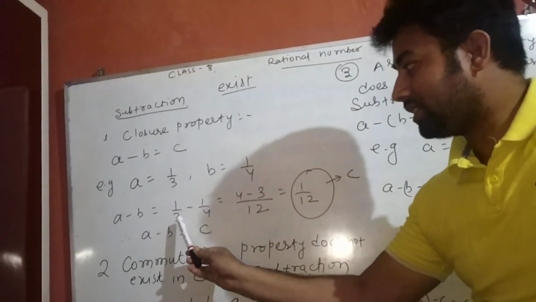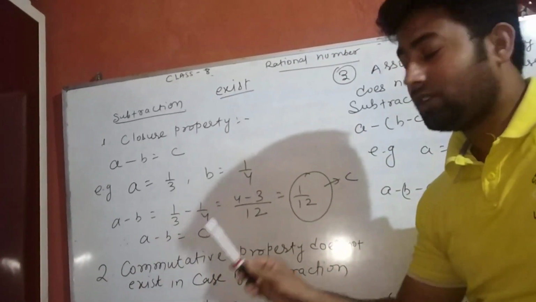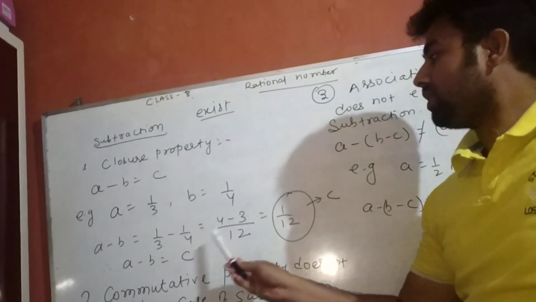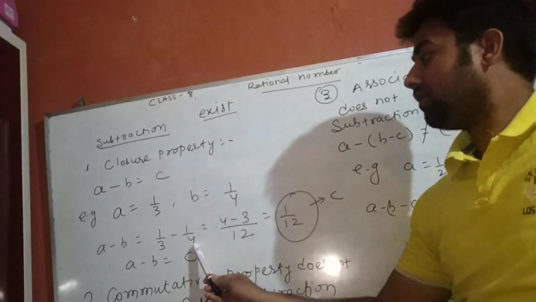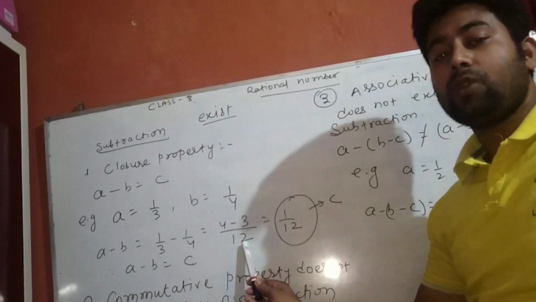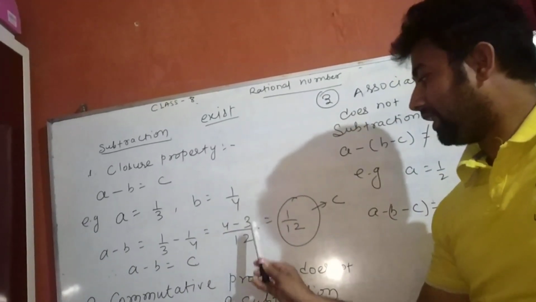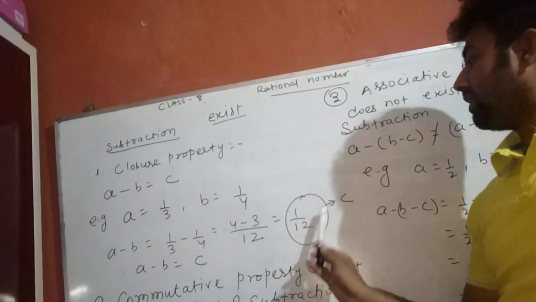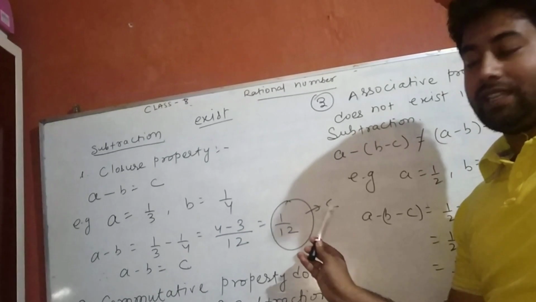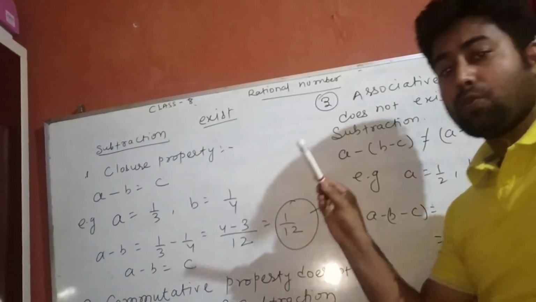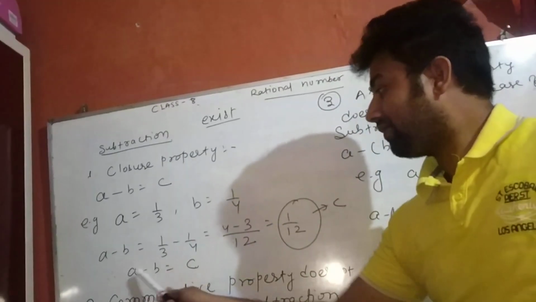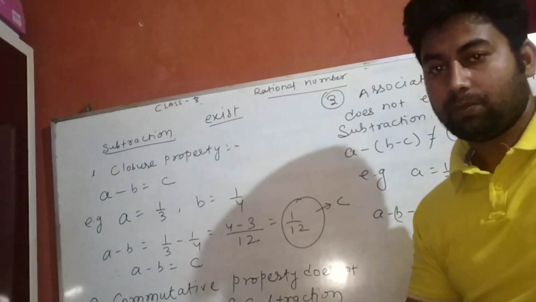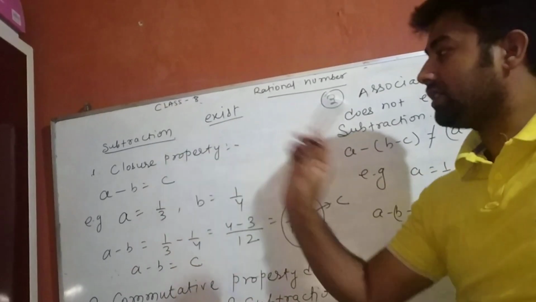Now how do we find the difference? Here the denominator is 3. In the table of 3, 12 comes how many times? 4 times. That's why here it is 4, minus. In the table of 4, this LCM 12 comes how many times? 3 times. That's why we write 3. Now 4 minus 3 is 1 by 12. We will consider this as c. This is another rational number. So what have we got? The difference of two rational numbers is also a rational number. This is the first property of subtraction.